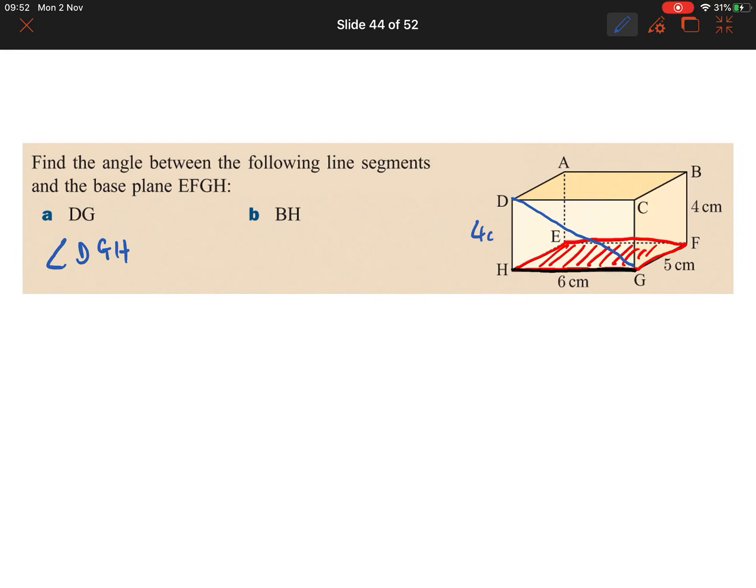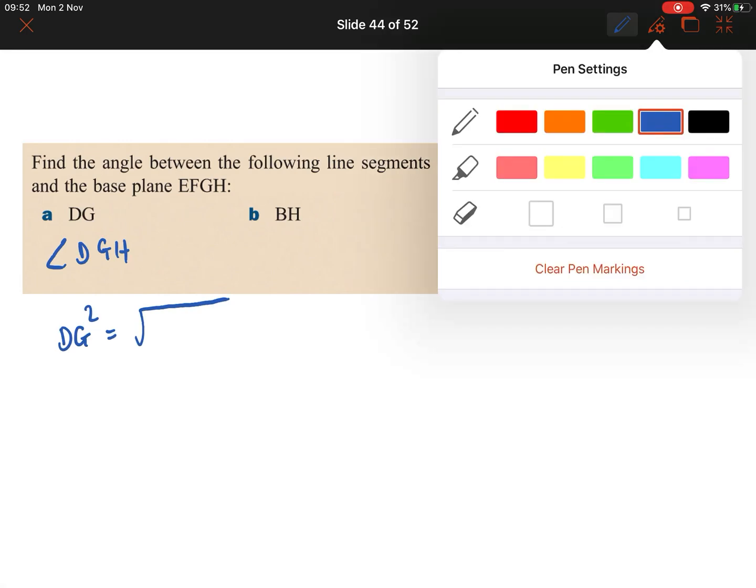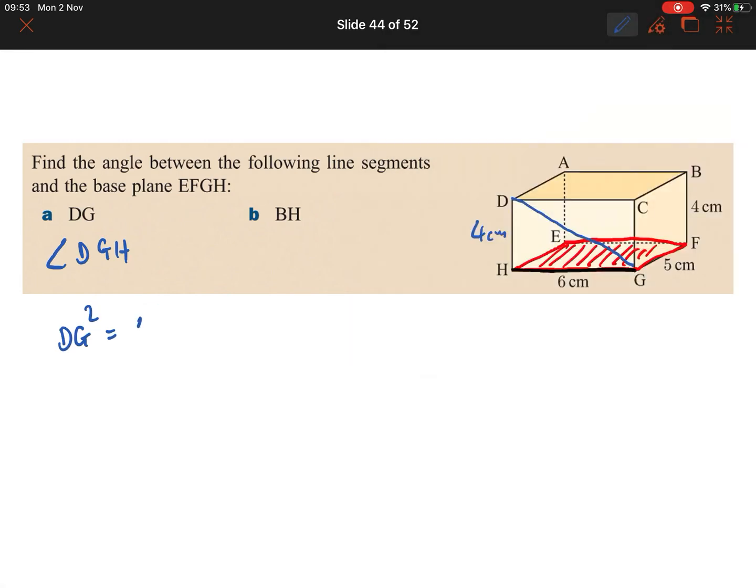Okay, now DGH should be easy enough to find. What we need to first of all is find the length of DG. Well, I know this is 4 centimetres, okay? So I can use a bit of Pythagoras. I think DG squared is going to be equal to 4 squared plus 6 squared, which is 16 plus 36, which is 52.